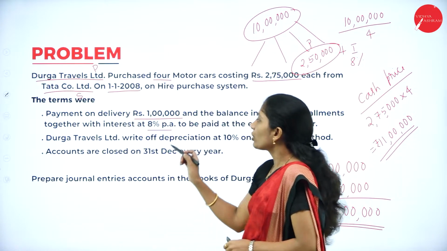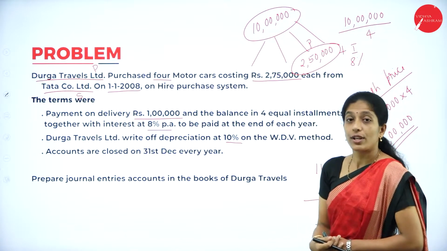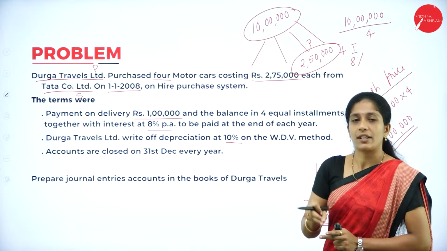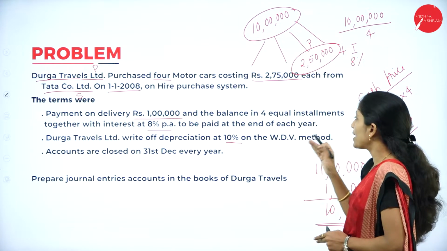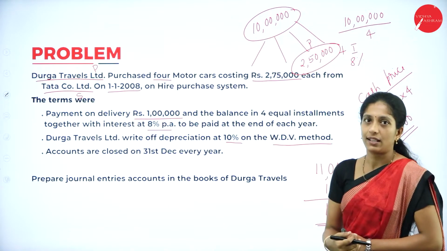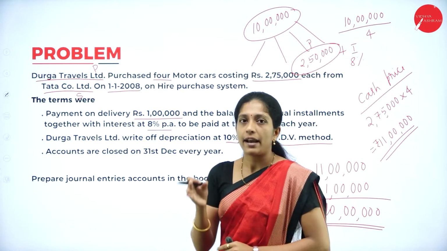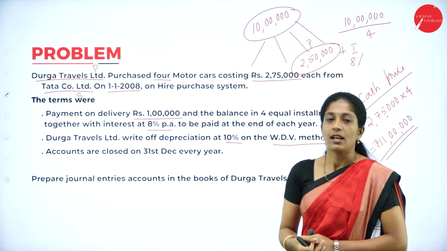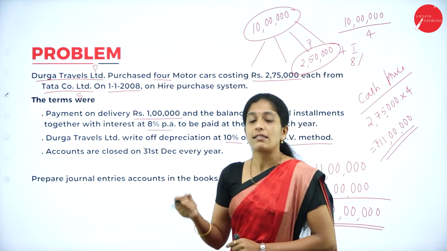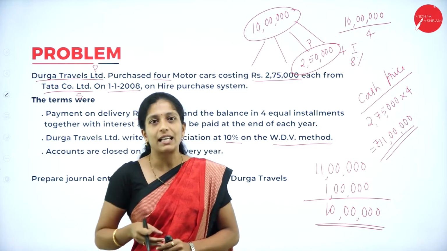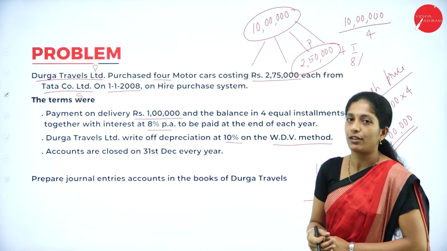Next, what they have told: Durga Travels Limited, rate of depreciation at 10%. So here the hire purchaser has to charge depreciation on that particular asset. What is the percentage of depreciation? 10% on written down value method. There are 2 methods to calculate depreciation. One is straight line method and the other is written down value method. Under straight line method, the depreciation will be the same year after year, whereas in written down value method, it keeps on decreasing.